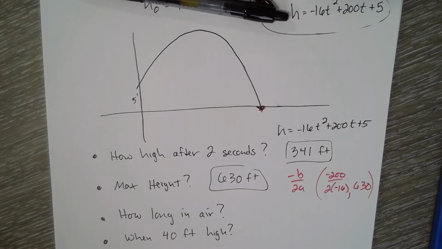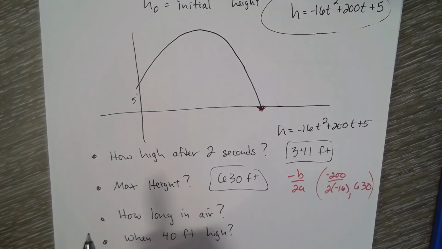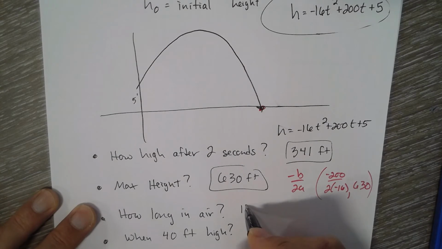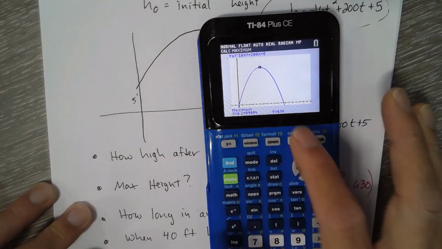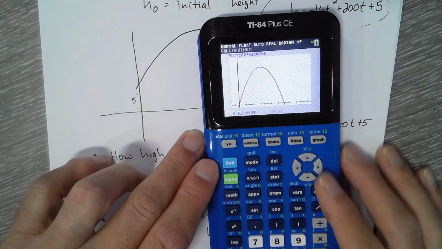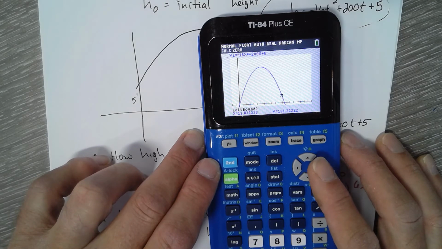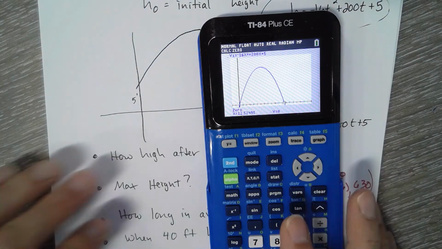How long was it in the air? Who's got an answer for me? Ian, what'd you get? 12.52? Is that what you got, Annika? So 12.52 seconds. I like that you did the units there. We found that by calculating the 0. Left bound, right bound, guess. 12.52 looks good.